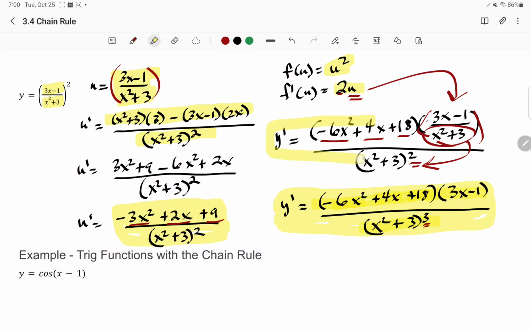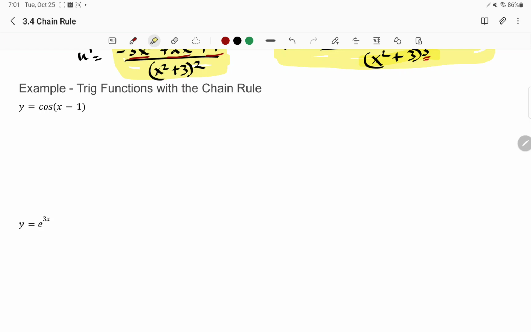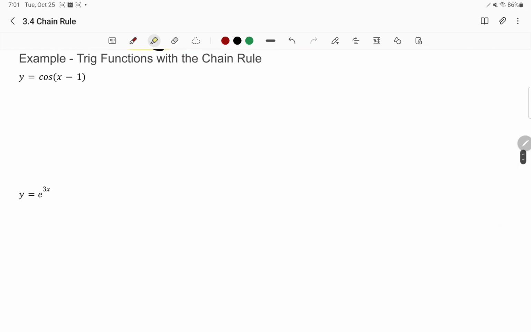But right here, if you were able to get to this point, that's the derivative of the function, and that would be just fine too. But I always strongly encourage you to try to simplify it if you can. So really, the rest of this video is just a bunch of examples.